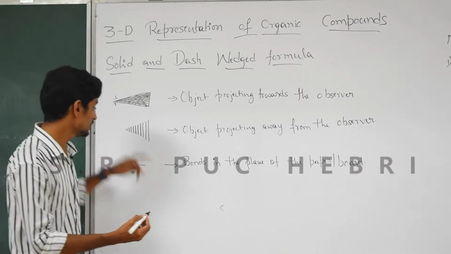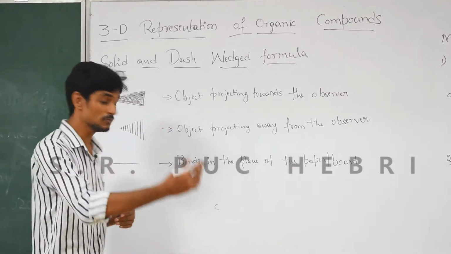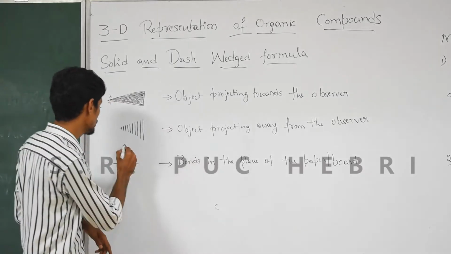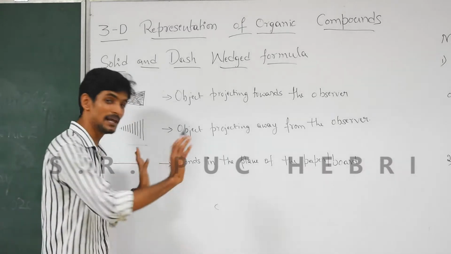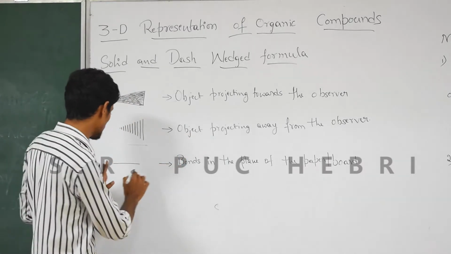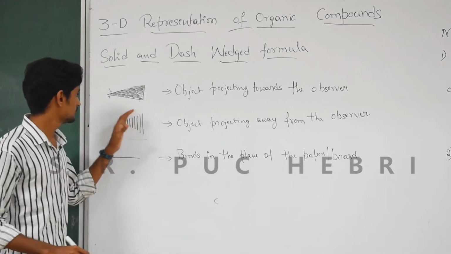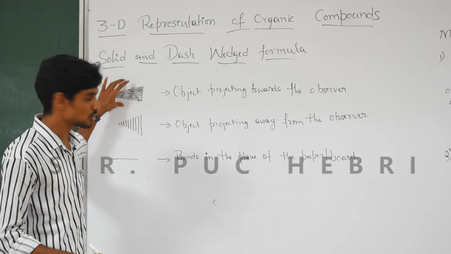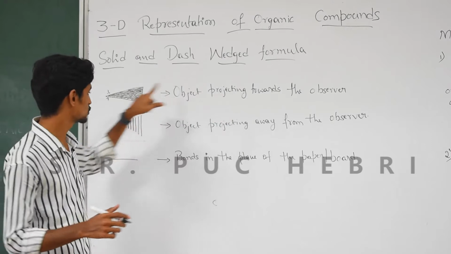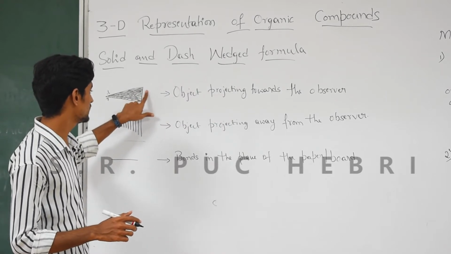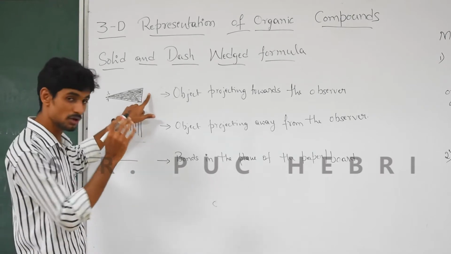Now if the bond goes away, or is projecting away from the observer, then you can represent it like this. And if the bond is in the plane, then you write a normal bond. So the solid wedge represents a bond towards the observer. If this part is towards you, then it is projecting towards you, and instead of writing a bond, we write this one.